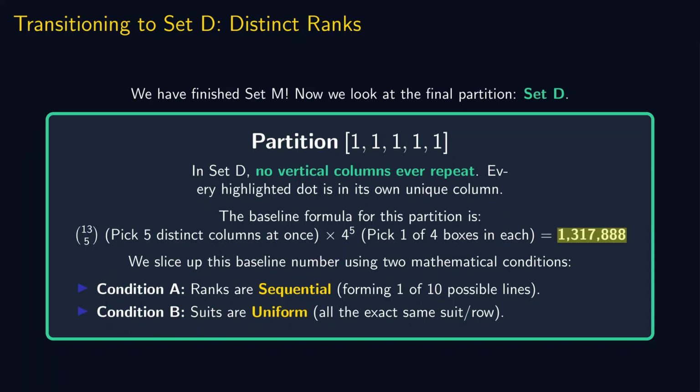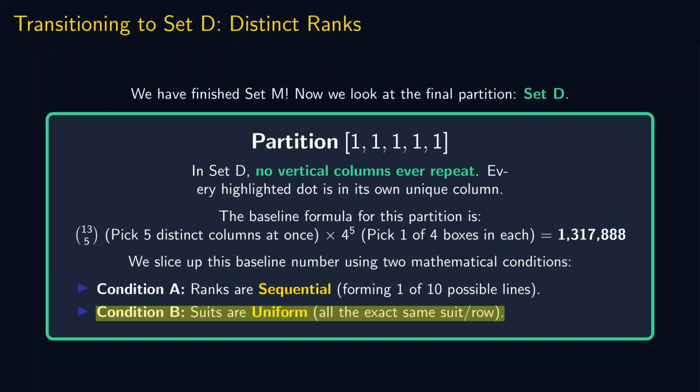But within set D, the hands are not all the same. They differ based on 2 specific conditions that we can impose on the 5 chosen columns and their dots. The first condition is about whether the 5 columns are sequential. That is, whether the ranks form a consecutive run like 5, 6, 7, 8, 9, or 10, Jack, Queen, King, Ace. Sequential columns form what poker players call a straight. The second condition is about whether all 5 dots land in the same row, meaning all 5 cards share the exact same suit. When all dots are in the same horizontal row, we have what poker players call a flush.